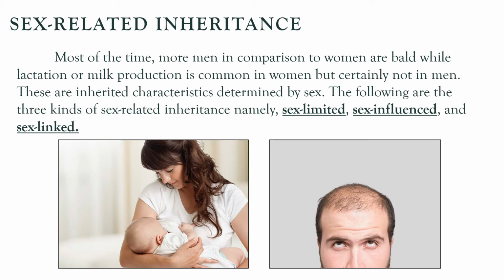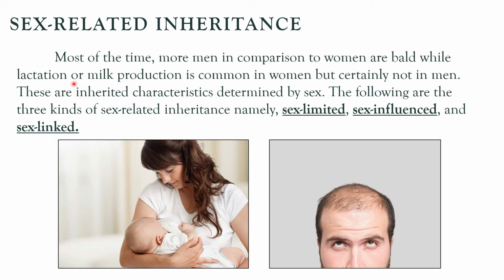There is what we call sex-related inheritance. These are the traits that have a relation to our sex. Most of the time, more men in comparison to women are bald, while lactation or milk production is common in women, but certainly not in men. So there are traits that are common to a certain sex. For example, baldness is common for men, but sometimes some women can also be bald.